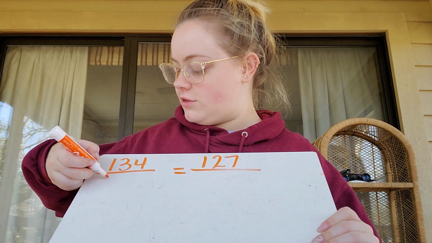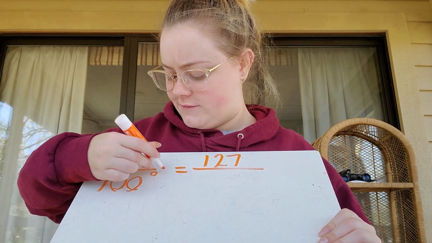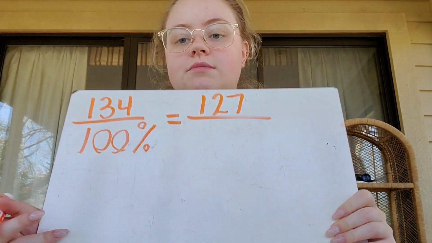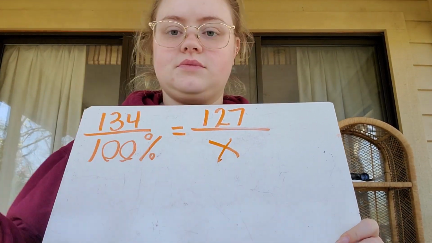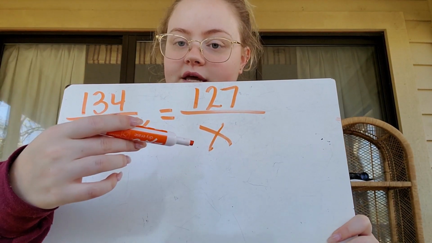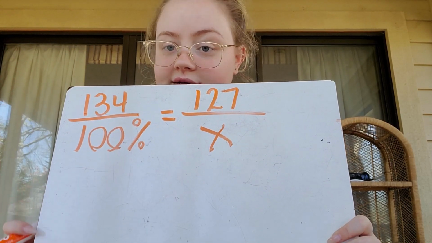I'm going to take 134 and make that my 100%, because my first number is going to be my 100%. I don't know the percent that's in here, so I'm going to go ahead and set it up like this. Next, I set up my equation by cross multiplying. I have 134x equals 12,700.